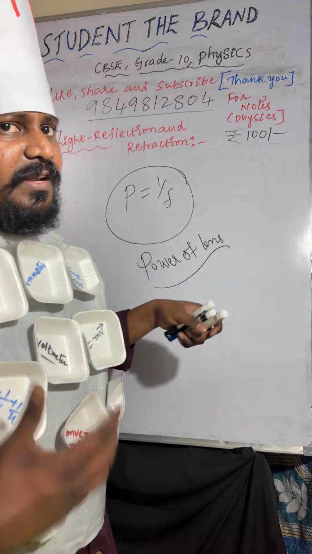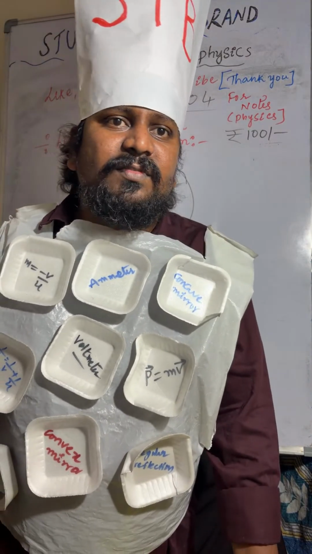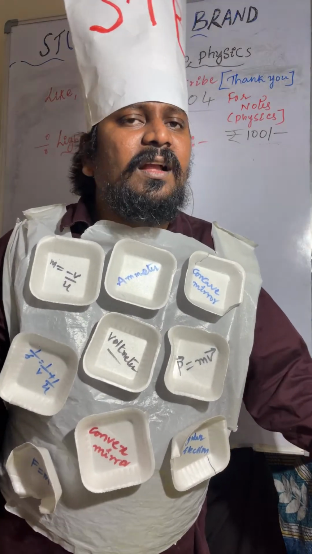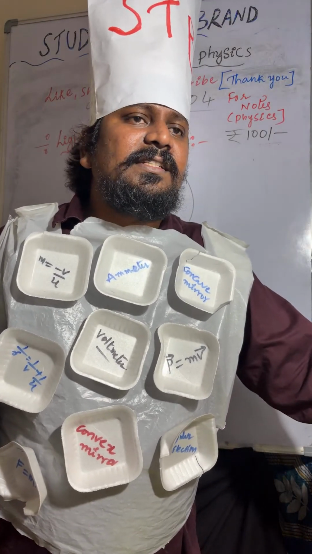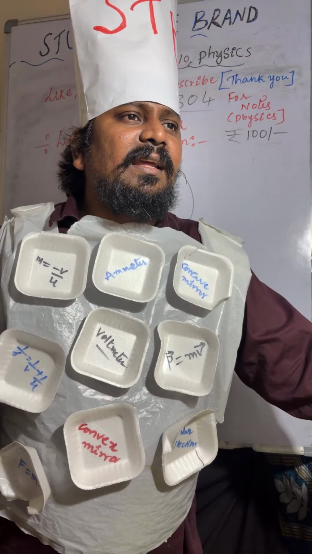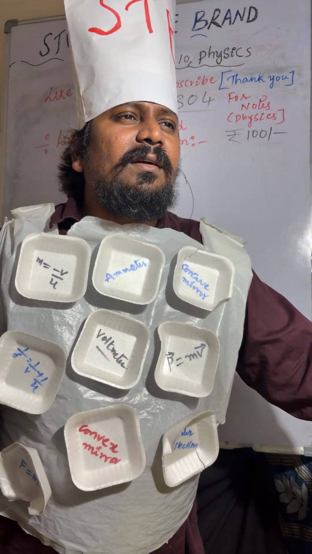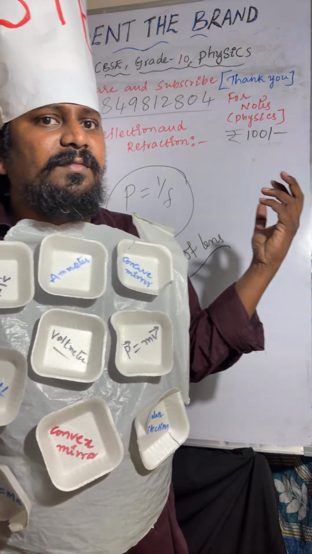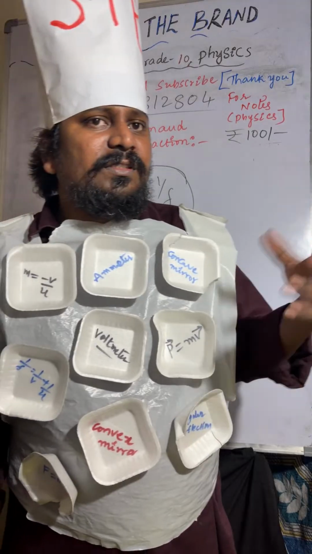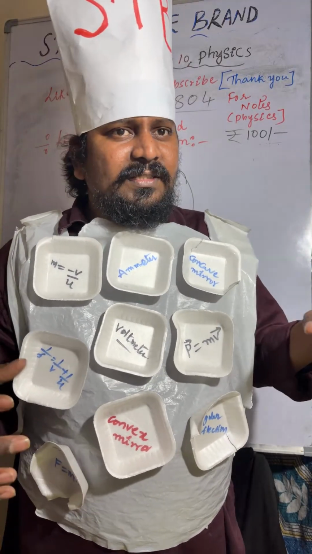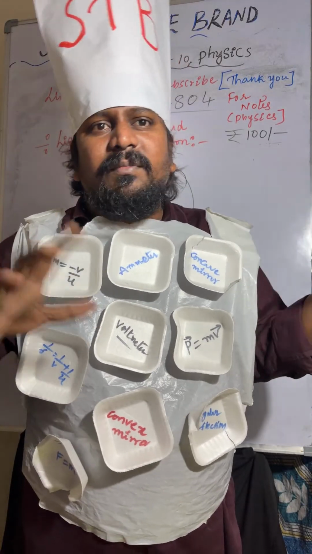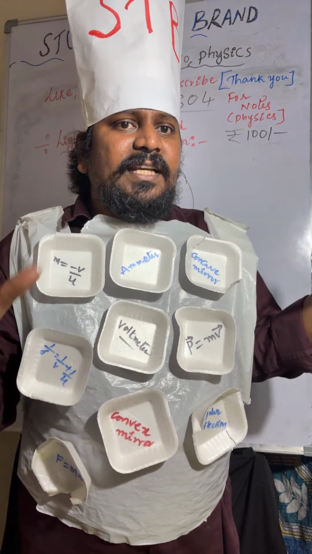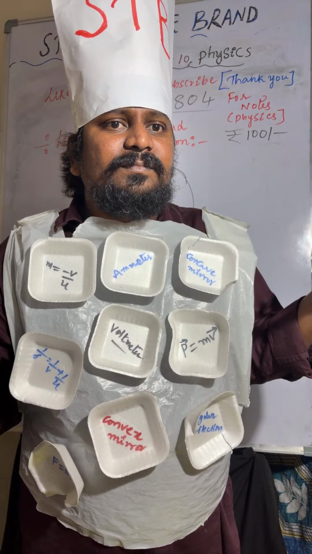Power of lens is positive for convex lens, and power of lens is negative for concave lens. One more point: the sign conventions will follow the same as the ones we followed for mirrors. But here, according to the object and image positions, it will change.